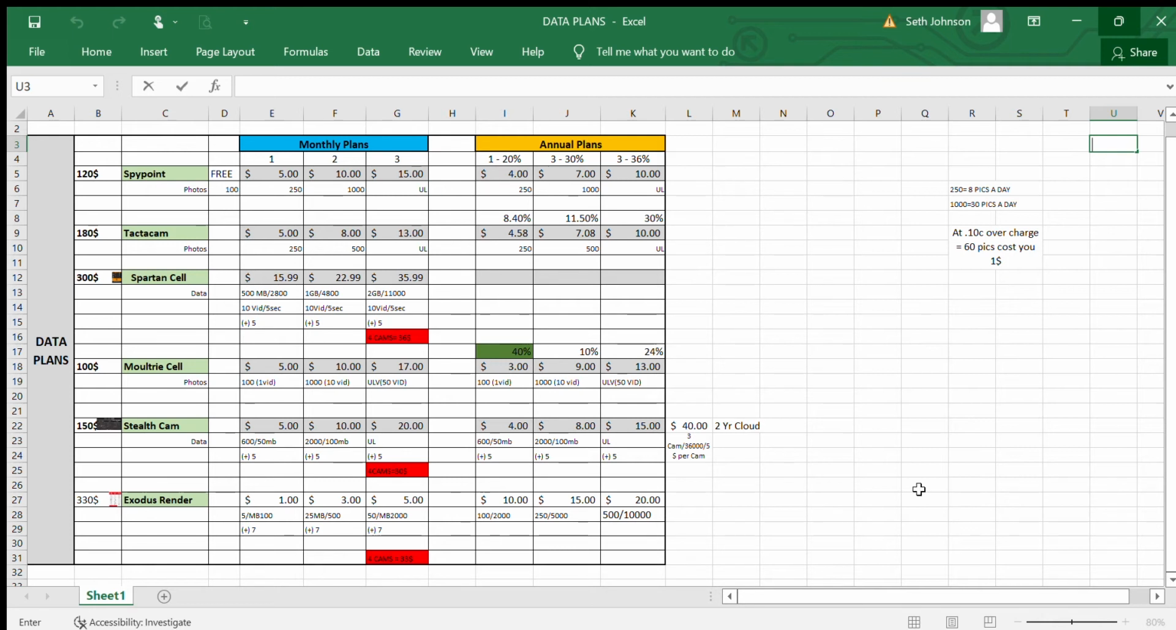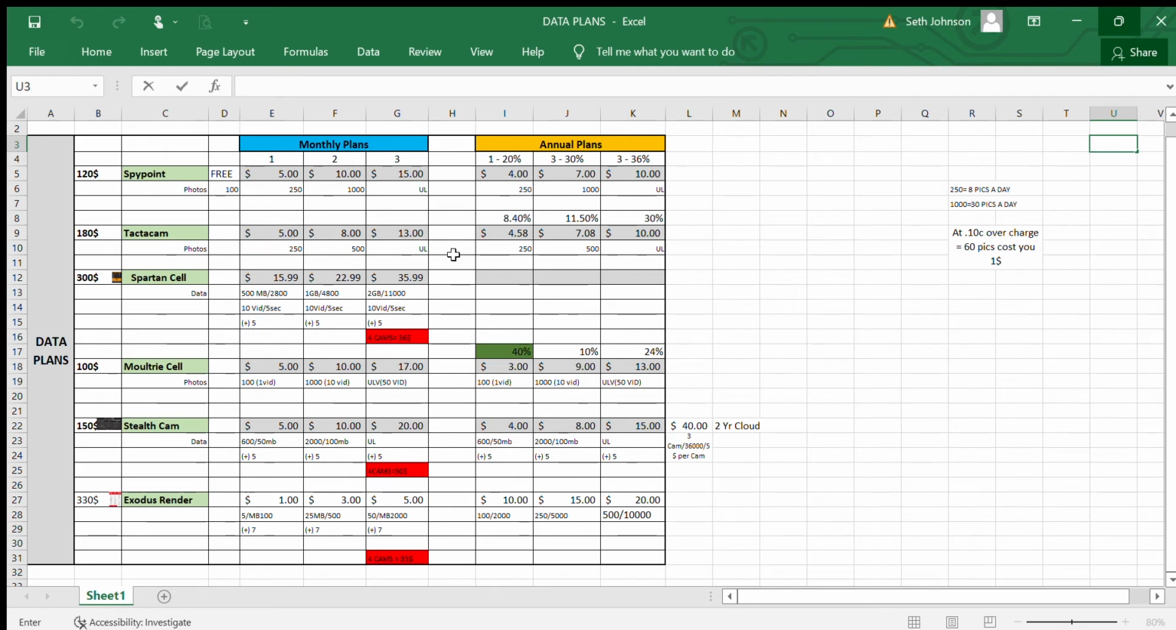So also average prices anywhere from 120 to 180 bucks, depending on the solar option you might get, things like that. So the second camera is the Tacticam. Tacticam Reveal has been real popular. Looking at their plans, we have a $5 plan for 250 pictures, an $8 plan which is 500 pictures, and an unlimited plan for $13.